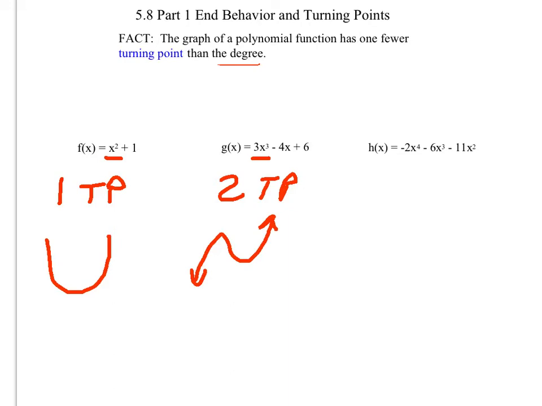And again, we go to the h of x, negative 2x to the fourth, minus 6x cubed, minus 11x squared. Our biggest exponent is fourth power, so it's going to have three turning points. So our graph of this would look something like an M. So again, find the degree, which is the biggest exponent, and the number of turning points, or number of times the graph is going to change directions, will be one less than that.